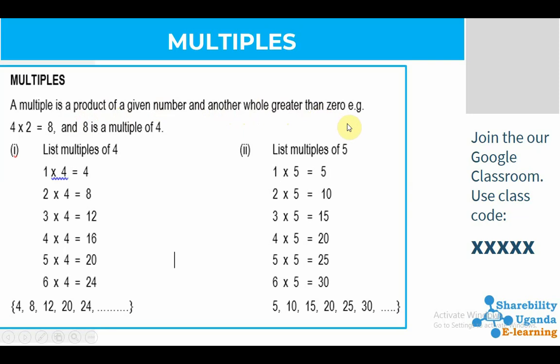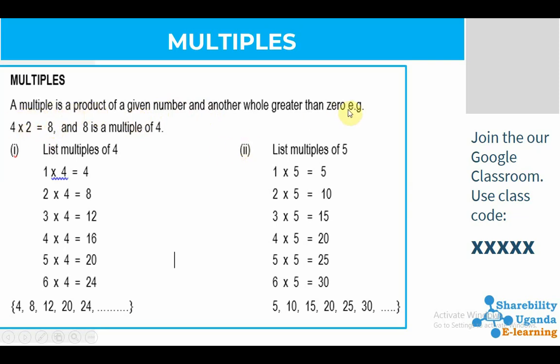That means for any number to qualify as a multiple of another number, it should be multiplied by a number which is greater than 0. When we multiply that number times 0, we shall not get a multiple of the number. So we are going to be dealing with numbers greater than 0. Which numbers are greater than 0? We have 1 up to infinity. Those numbers are greater than 0, so you are going to be multiplying by numbers which are greater than 0.